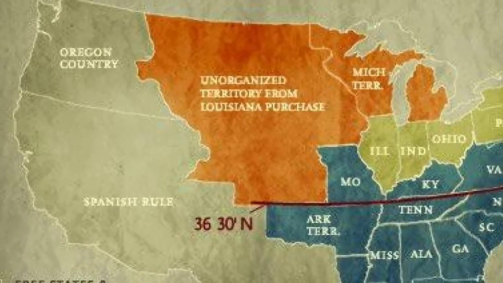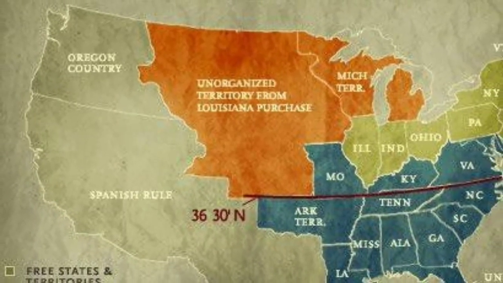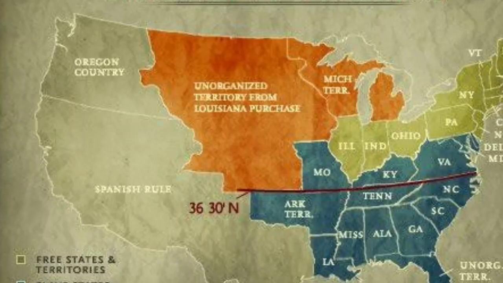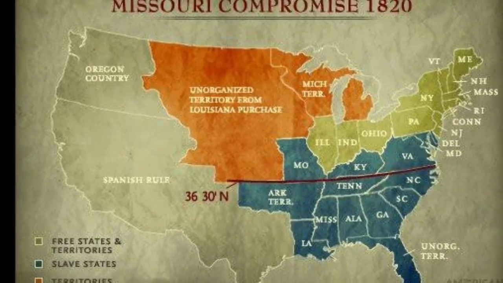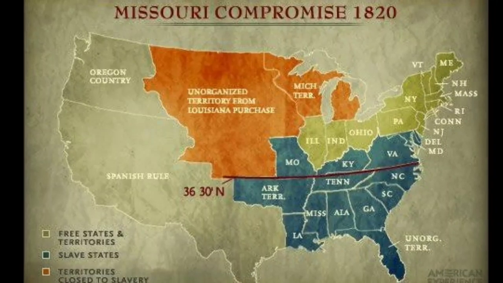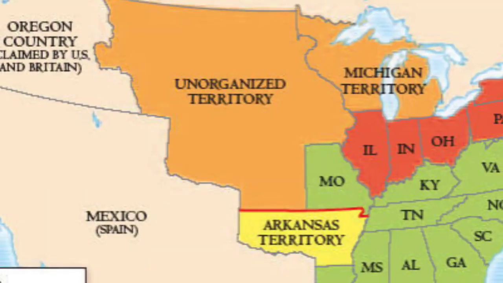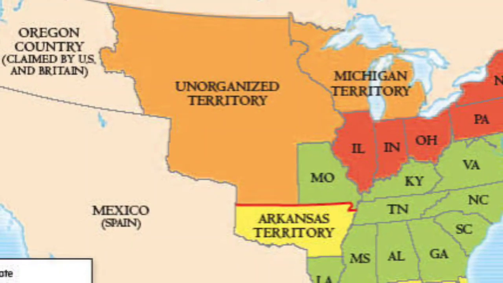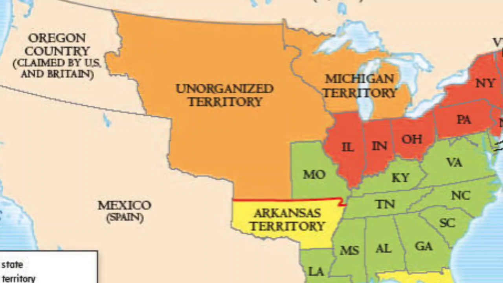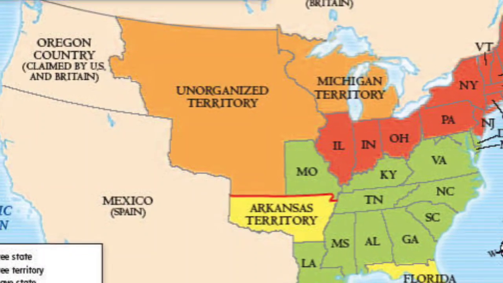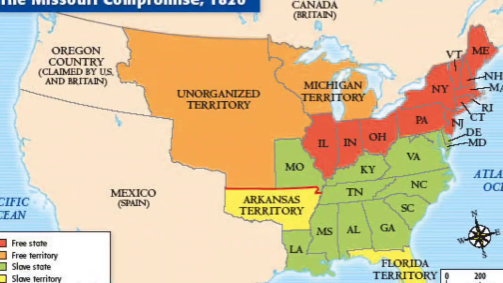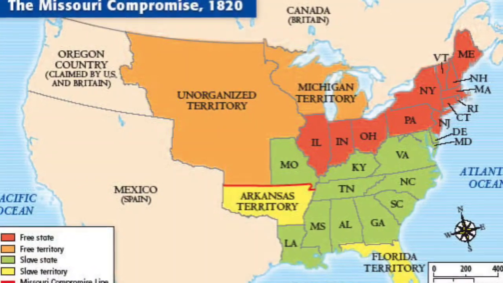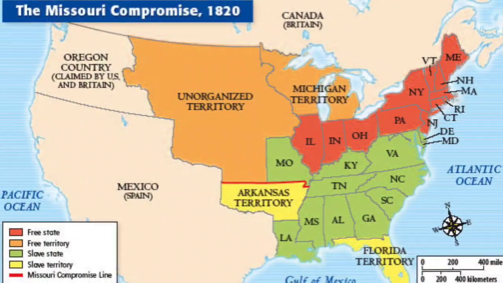Conclusion. The Missouri Compromise of 1820 was a pivotal moment in American history, reflecting the nation's struggle to reconcile its expansion with the contentious issue of slavery. While it provided a temporary solution to the crisis, it also exposed the deepening divisions within the country. The compromise's legacy is one of both success and failure. It succeeded in postponing conflict, but failed to address the fundamental issues that would ultimately lead to the Civil War.